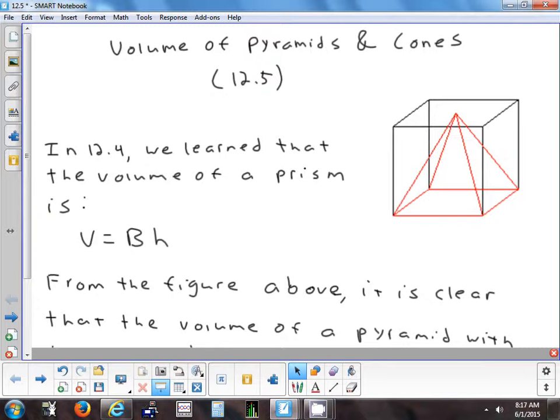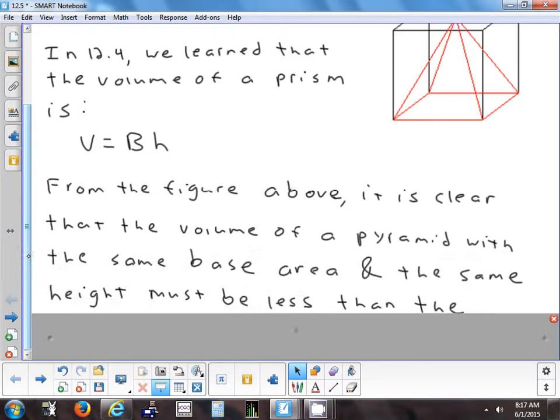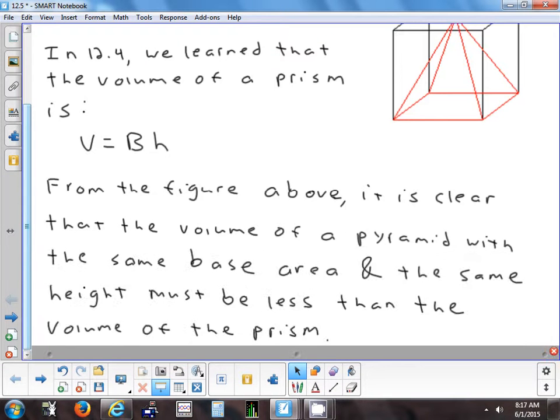Anyone have any guess? 2? All right, so maybe you fill up the pyramid twice, dump it into the cube. It's not 2. 1.5? No, it's a little more than what Luke said. 3. It's 3 times. If you filled up the pyramid 3 times and dumped it into the cube, it would fill it up exactly. That assumes these 2 objects are the same height and they have the same size base.